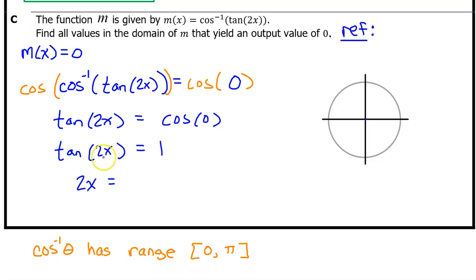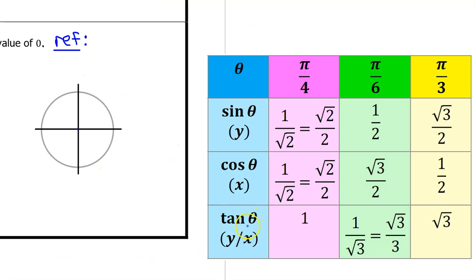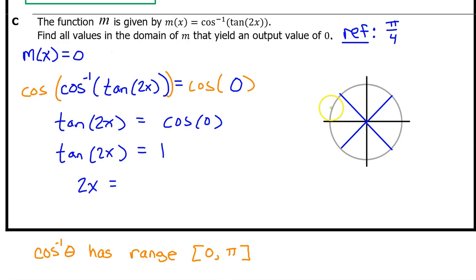Next, I would like to solve for the expression inside of the tangent function. I want to solve for 2x, and I'm going to start by finding the reference angle by asking myself the tangent of what angle will equal 1. We have memorized that the tangent of pi over 4 is equal to 1, so pi over 4 is the reference angle. By the way, reference angle means the angle between the terminal side and the nearest part of the x-axis, like this.